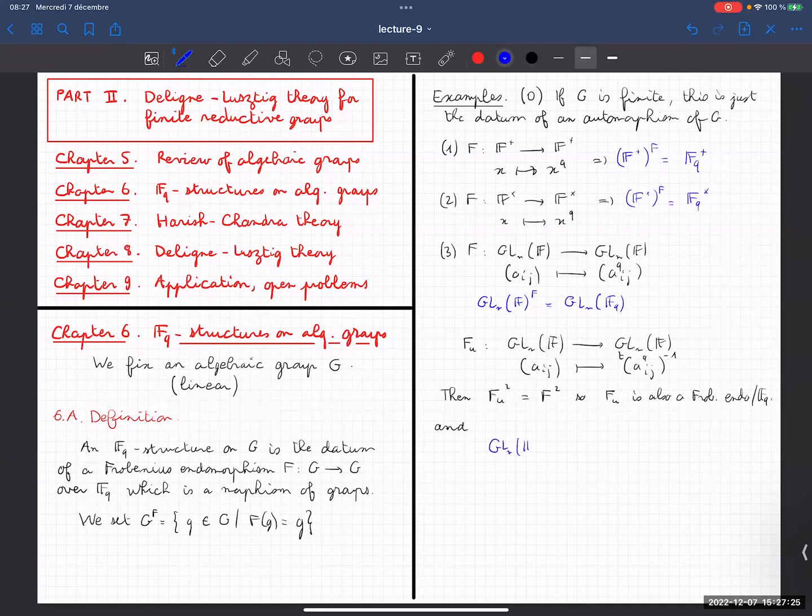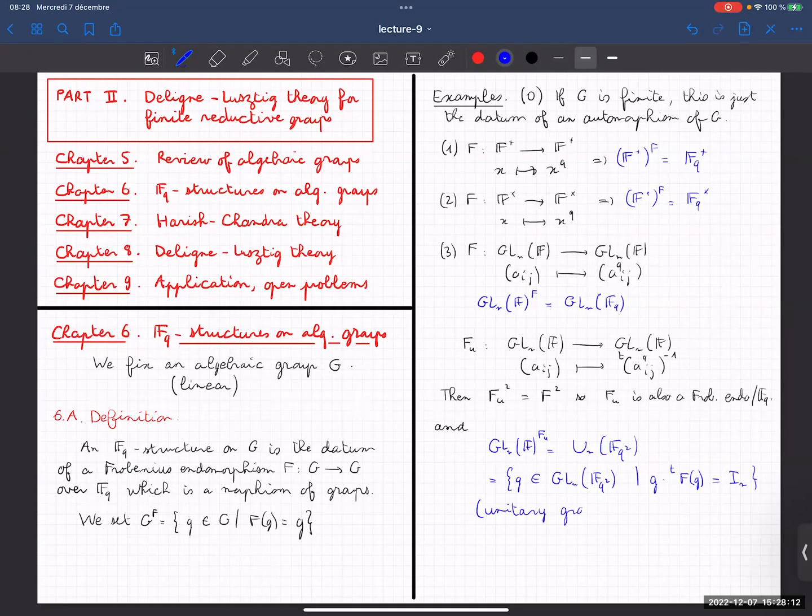And in this case, what is the group of fixed points under this Frobenius? In fact, it is the group denoted by U_n(F_{q^2}). This is a unitary group, and it is defined as follows. It is the set of g in GL_n(F_{q^2}). This is because if you are fixed under F_U, then you are fixed under F_U squared, so you are sure to belong to GL_n(F_{q^2}). But you must satisfy the following equality: g times the transpose of F(g) is equal to the identity matrix I_n. So this is a unitary group.